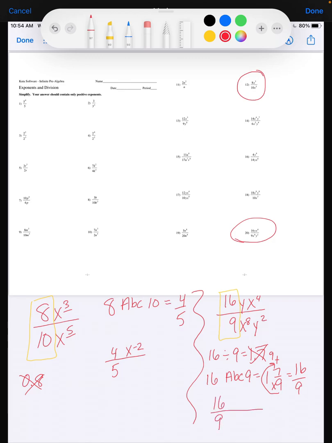Then you could go ahead and subtract your variables. So we got y to the first minus y to the second. That gives you y to the -1. And then we have x to the fourth minus the eighth gives you x to the -4. Okay, and we'll talk about negative exponents later, but this gives you a good idea. Okay, again, no decimals. We need reduced fractions or improper fractions.